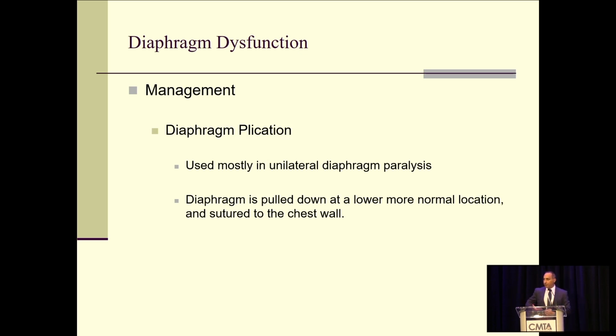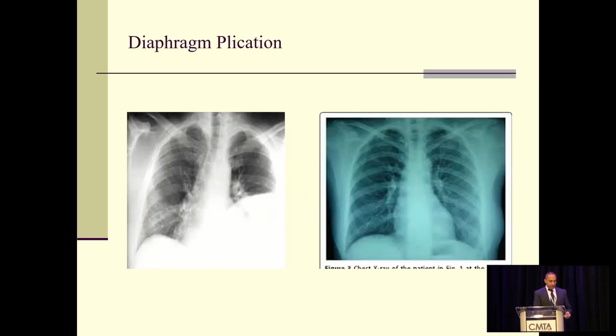In diaphragm paralysis, your diaphragm will move up your chest. So it looks like this on the left side, where the diaphragm is halfway up your chest. What we do is we take the diaphragm, we pull it down, we suture it in a lower spot where it's supposed to be, and then the other image is a post-plication image where, as you can see, both lungs are now extended and open, and patients breathe a lot better.